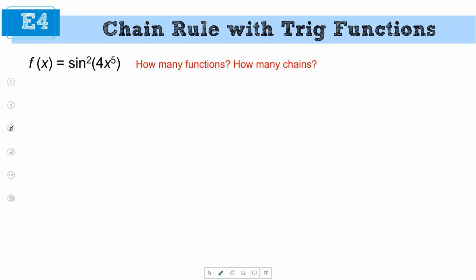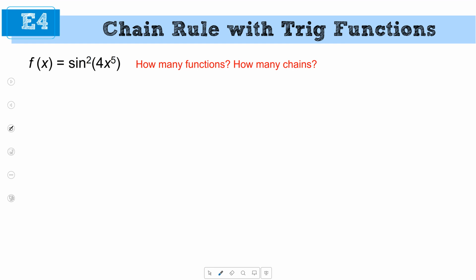Think carefully before you answer. How many functions? 1, nope. 2, nope. 3. Okay. What are they? Hold on, Dexter. 4x to the fifth, that's one of them. Sine, that's one of them. And then all of it together, squared. Yeah.